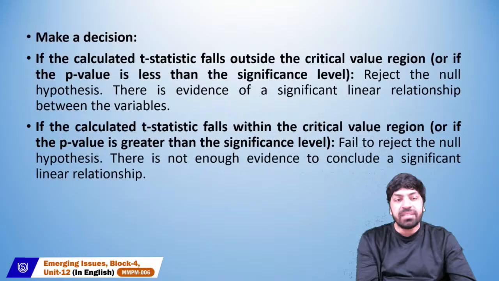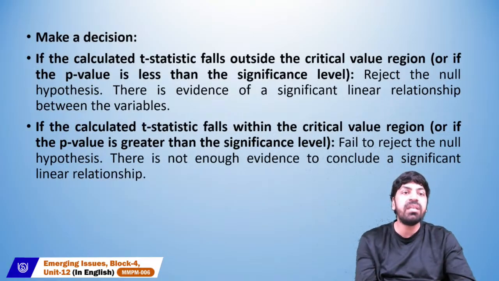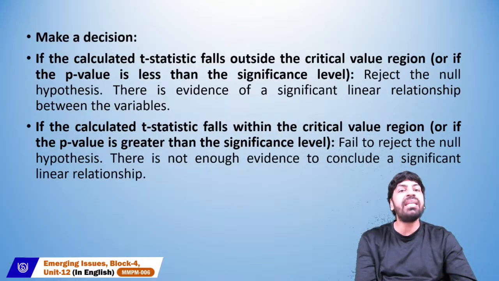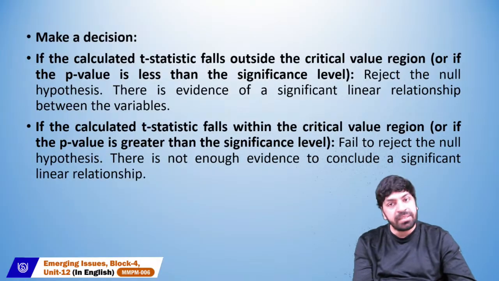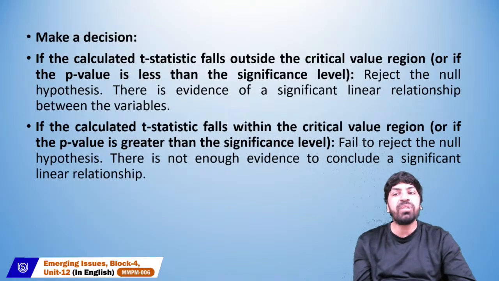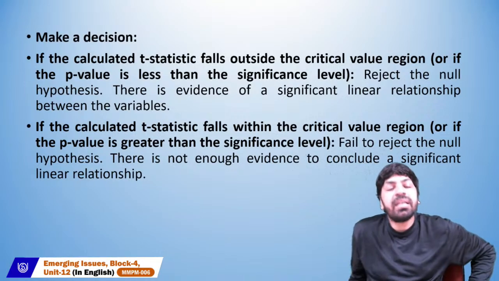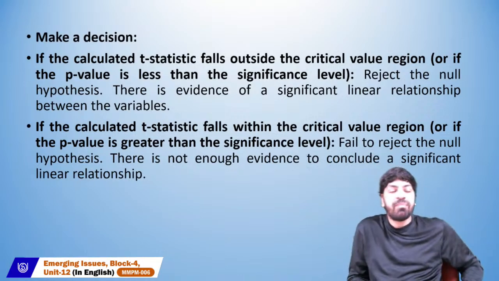So let's make a decision. These are the rules of the t-test. If the calculated t statistic falls outside the critical value region, that means if the p value is less than the significance value, then we reject the null hypothesis. If we reject the null hypothesis, there is a statistically significant relationship between the variables.